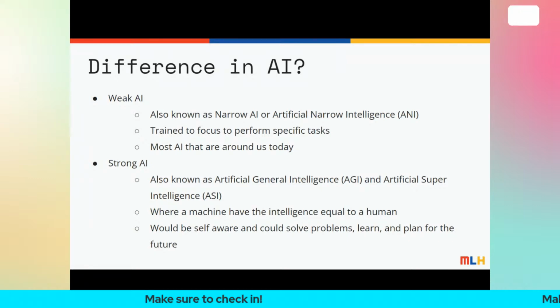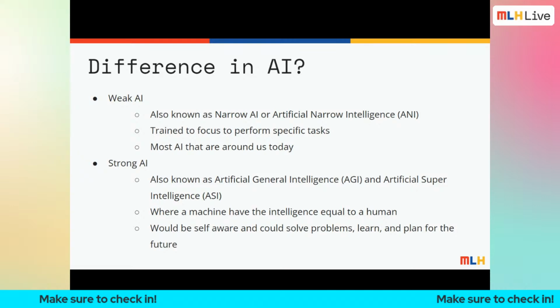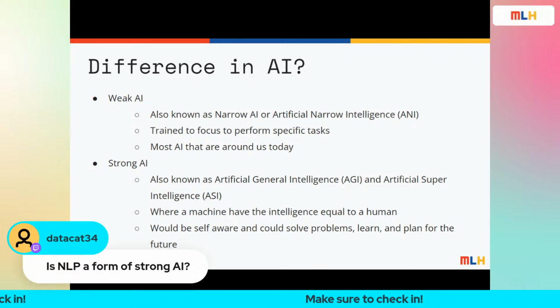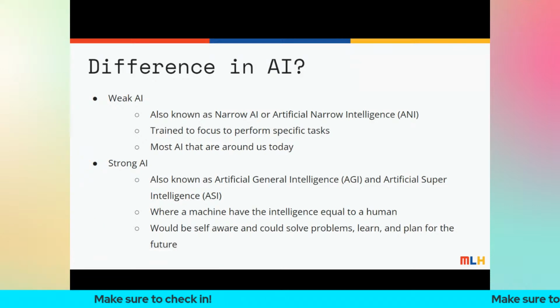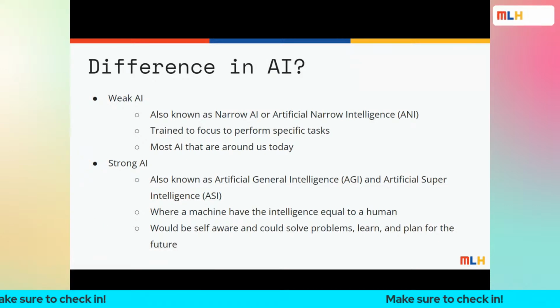Well, actually, I will explain. NLP, natural language processing, is not a form of strong AI, and we'll go over why later. There's actually a workshop coming up later in the week where we really break down the types of AI. But to answer your question, DataCut 34, no, natural language processing is not a form of strong AI. The reason for this is that general AI, which is the weakest form of strong AI, doesn't even exist yet. We have not developed a machine that has human-level cognitive functions across multiple domains yet.